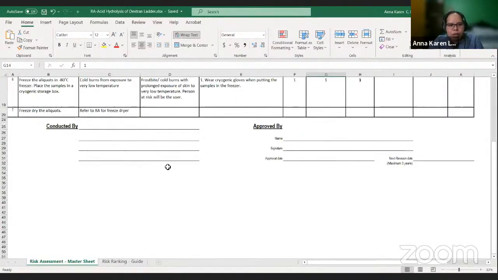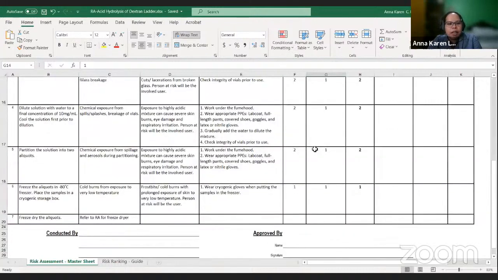This will indicate who performed the risk assessment, and subsequently it will be approved by your PI. This again will have to be revisited every 3 years. For steps where you already have another risk assessment, for example the use of a freeze dryer, you have a separate risk assessment for that. For that part, you just need to refer to the RA for the freeze dryer.